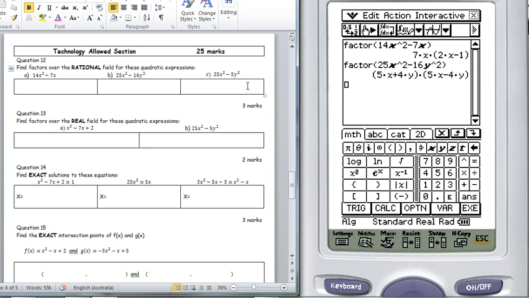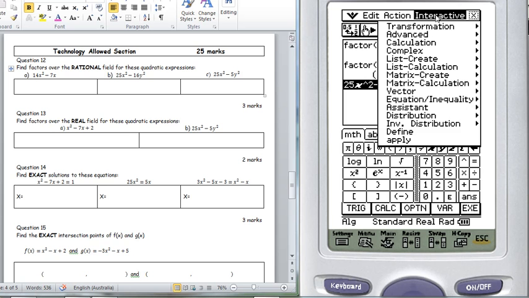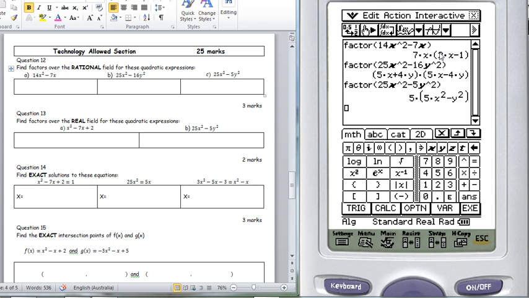And the last one is 25x squared minus 5y squared, and I select it, interactive transform, factor, and that gives me 5 as the only rational factor, 5x squared minus y squared.